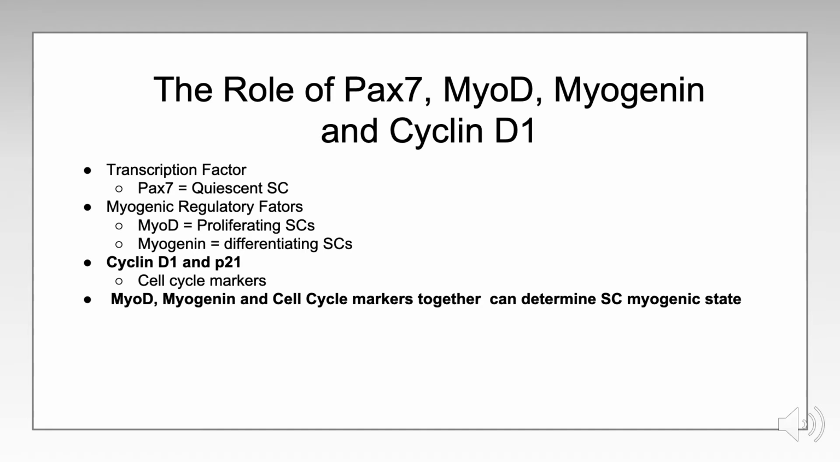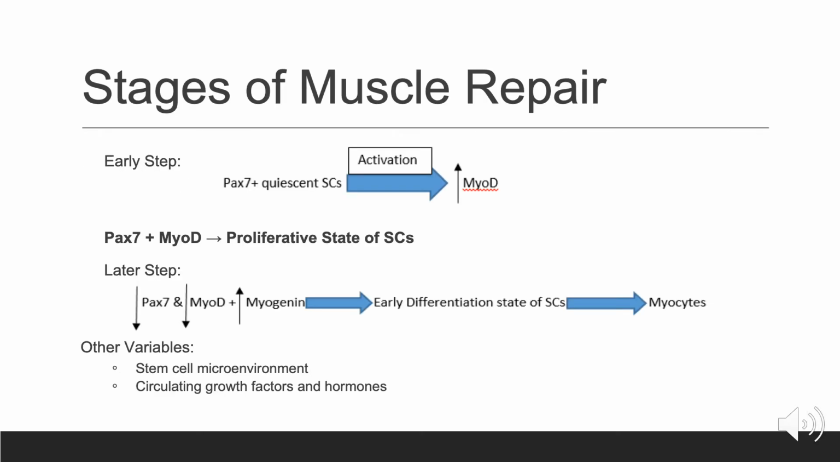For satellite cells to progress through proliferation and differentiation stages, they must enter and leave the cell cycle depending on cyclin D1 and P21, which is a cyclin-dependent kinase inhibitor. Using the combined information of MyoD, myogenin, and cell cycle markers, this has allowed researchers to determine the satellite cell myogenic state.